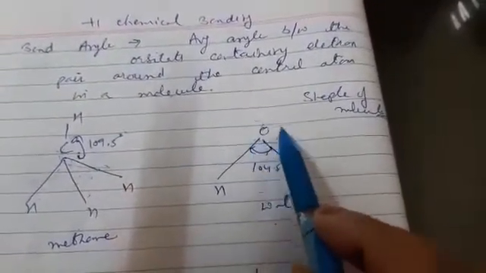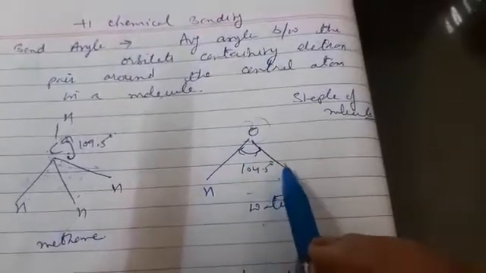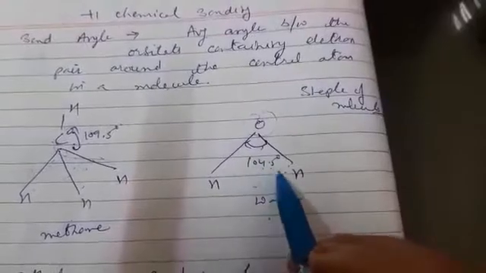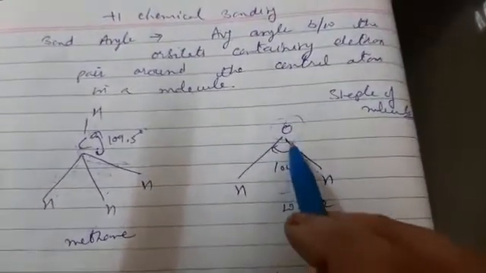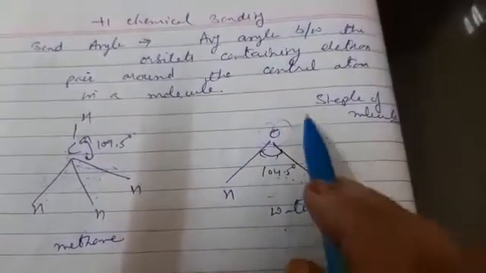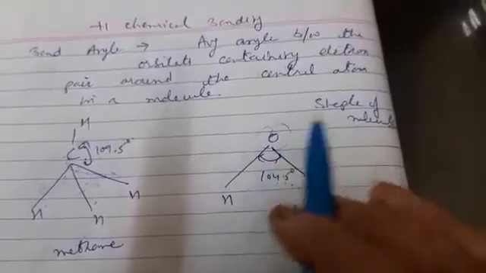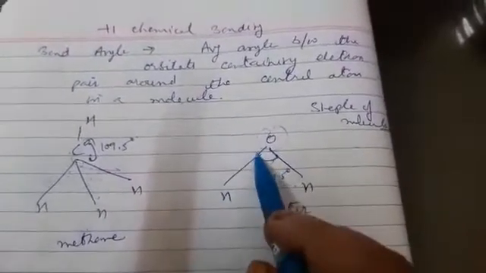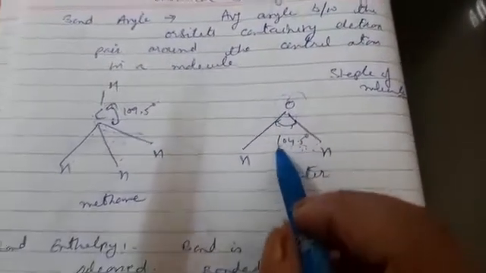In the same way, in case of water, oxygen is the central atom. It forms bonds with the hydrogen and its bond angle is 104.5 degree. So what is the use of this bond angle and why is it calculated? It helps to determine the shape of a molecule. From this we can determine what will be the shape of that molecule.